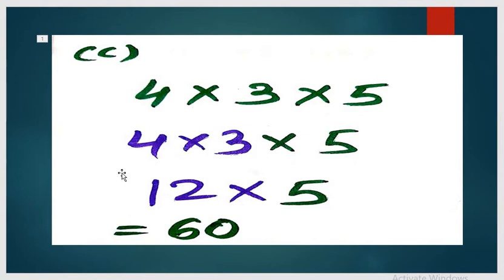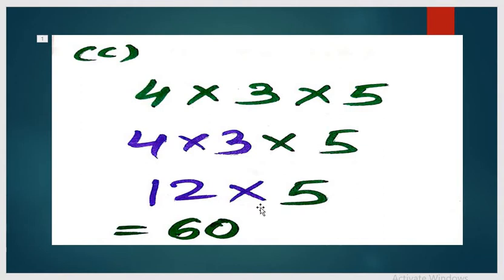So we do it like that: 4 multiplied by 3 means 4 1s are 4, 4 2s are 8, and 4 3s are 12. So we write 12. 4 3s are 12 and then multiply by 5. Understood? Then 12 1s are 12, 12 2s are 24, 12 3s are 36, 12 4s are 48, and 12 5s are 60. Got my point?